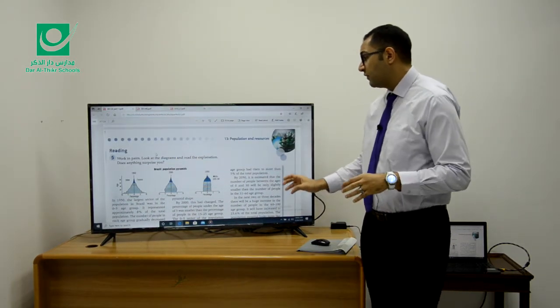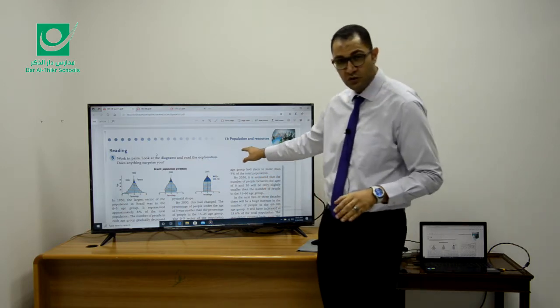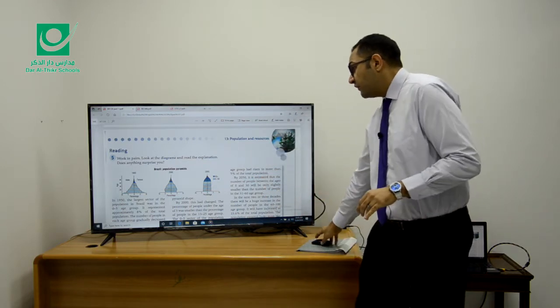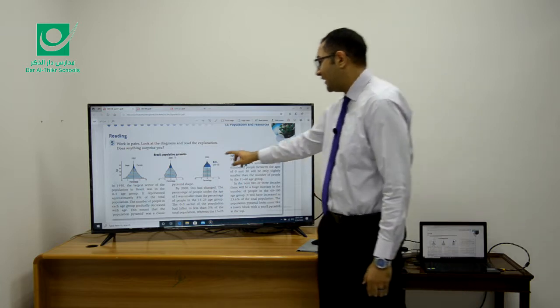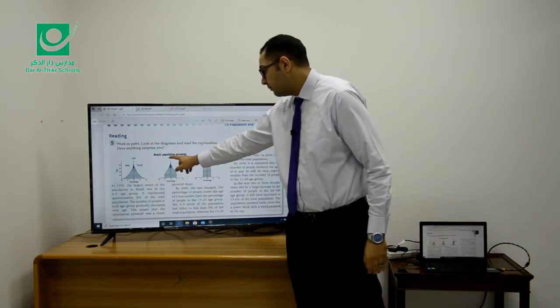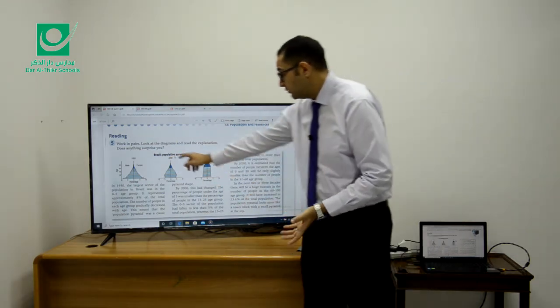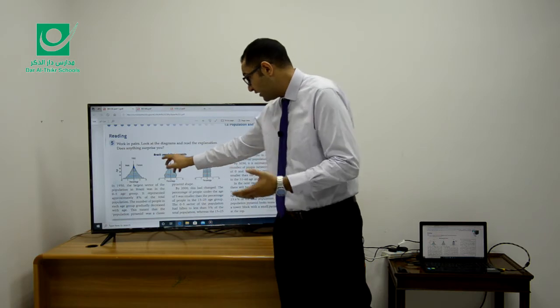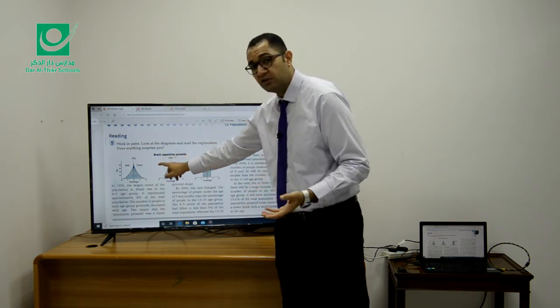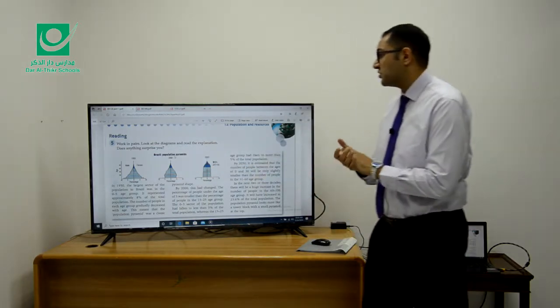Today we are focusing on the reading part, and we're still on the population and resources unit. If you look at this reading part, it has three pyramids. Those three pyramids are population pyramids. What country are they referring to? I'm sorry. It's Brazil. Yes, so all three of them are referring to Brazil.